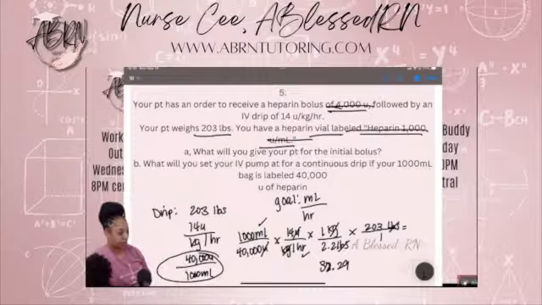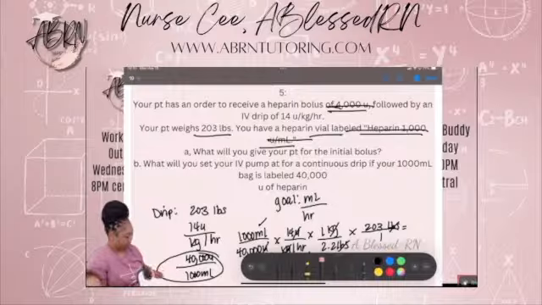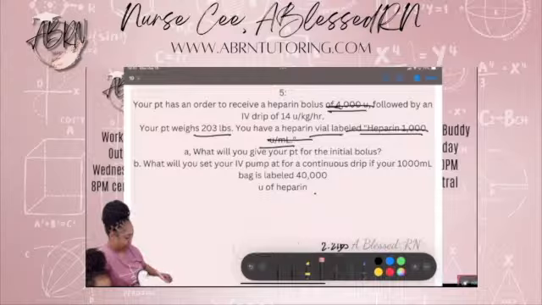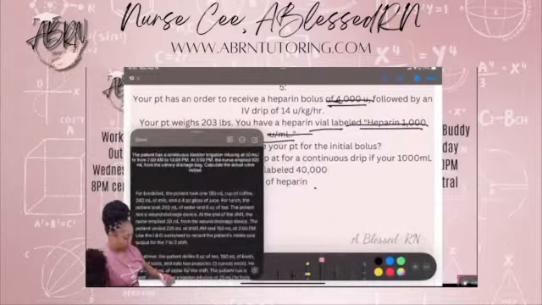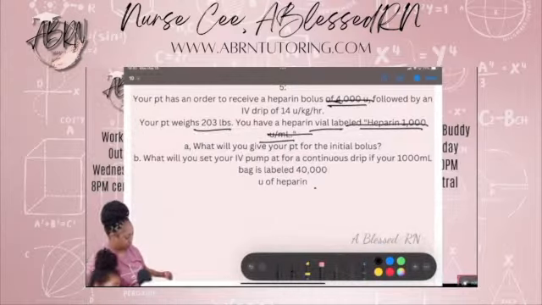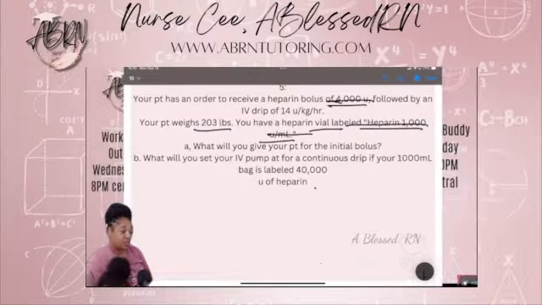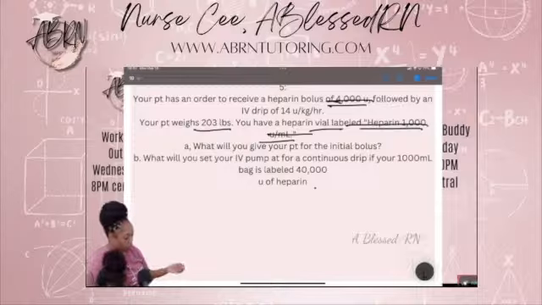Nearest whole number. Okay. So we rounded this to the nearest whole number. Our answer will be 32. So if we were to do this in a different format.